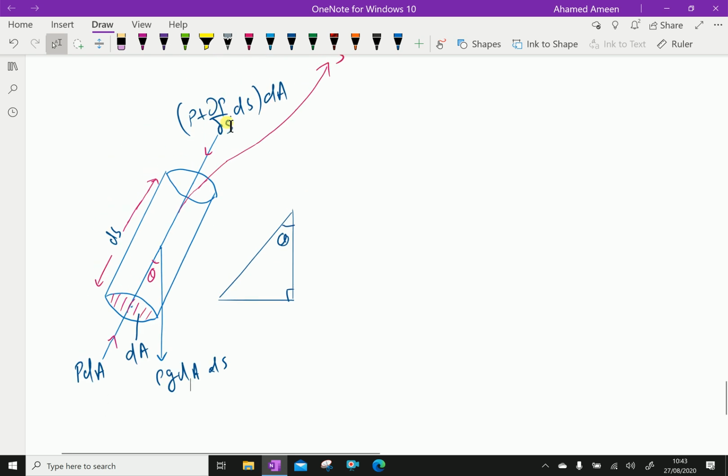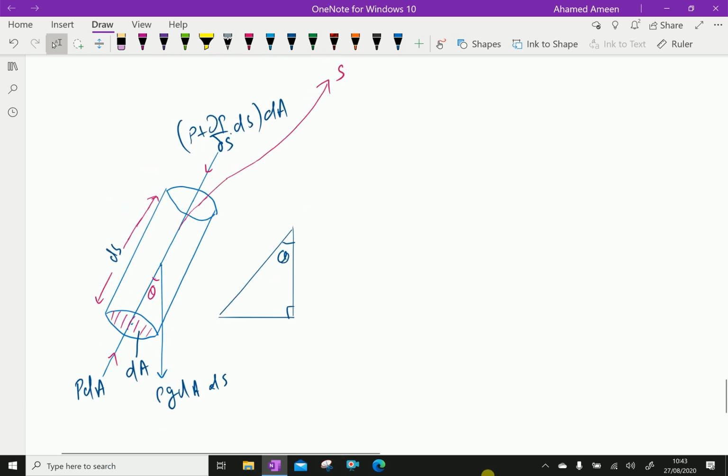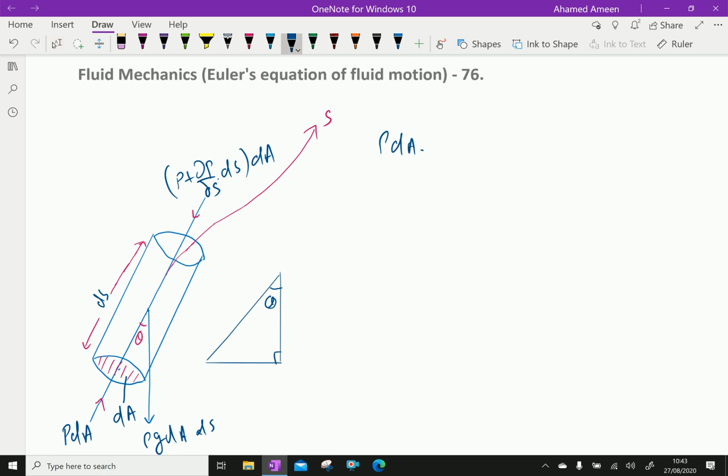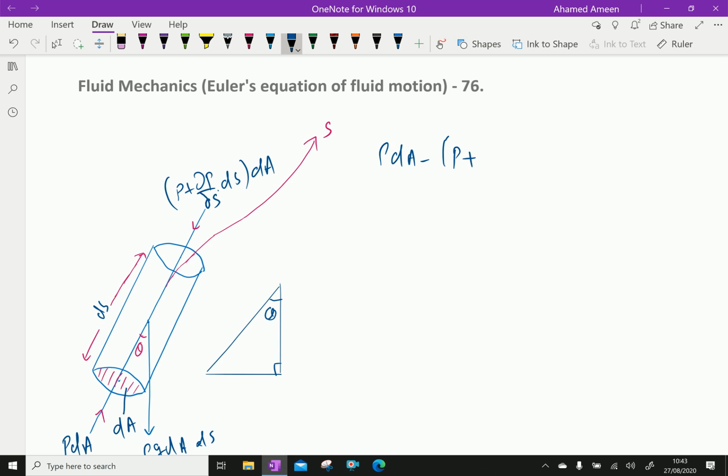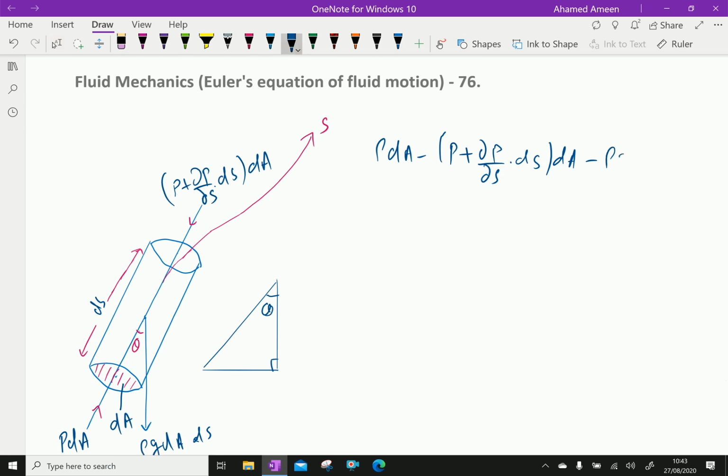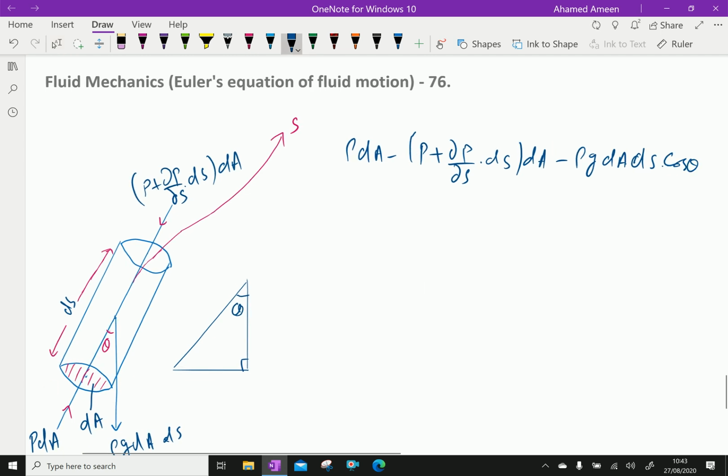Here the resultant of these forces is, first, P dA minus, because it is in the opposite direction, P plus dou P by dou S into ds, into dA, minus the weight of that element, rho g dA ds, which acts downward and is taken along this direction with cos theta. This is equal to mass into acceleration. The mass of that fluid element is rho dA ds, into a_s, the acceleration in this direction.